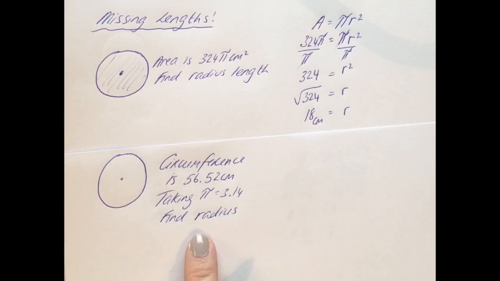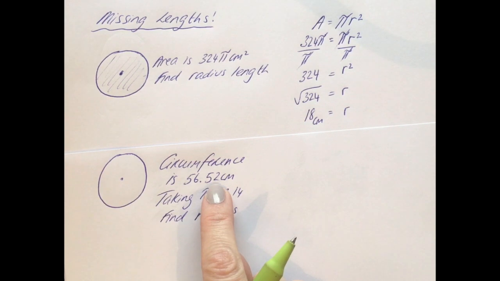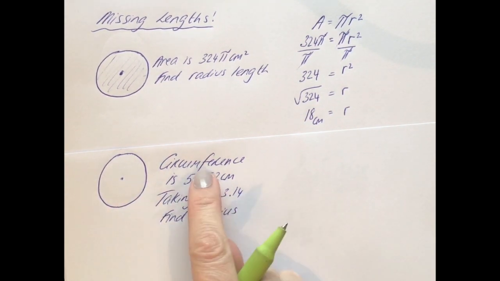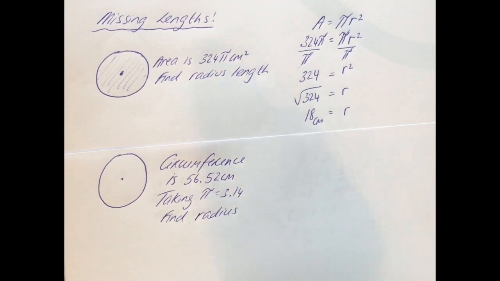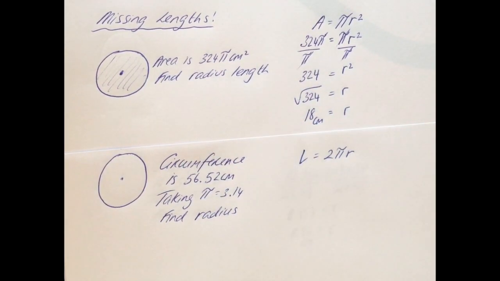Okay, now let's try this question where again we're asked to find the radius, but we're given the circumference of the circle, 56.52 centimeters. So as always, when you identify the shape, when you identify what it is that we're looking at in the question, which is circumference, get the formula written out in full. And the formula for circumference is L equals 2 pi r.